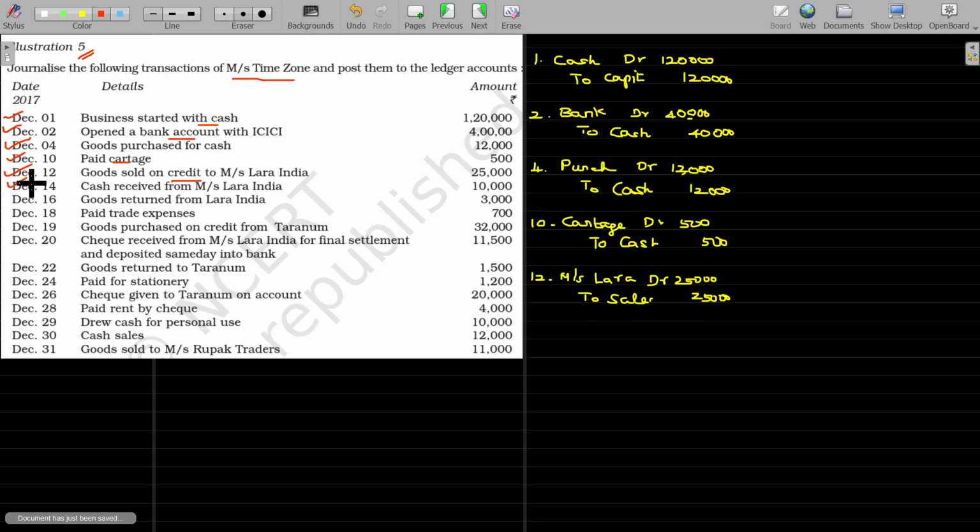14th December, cash received from Mrs. Lara India 10,000. Out of 25,000, a part is received from Lara. So the entry for receipt of cash from Mrs. Lara being cash account debit to Mrs. Lara. The date of transaction being 14th December. The value being 10,000.